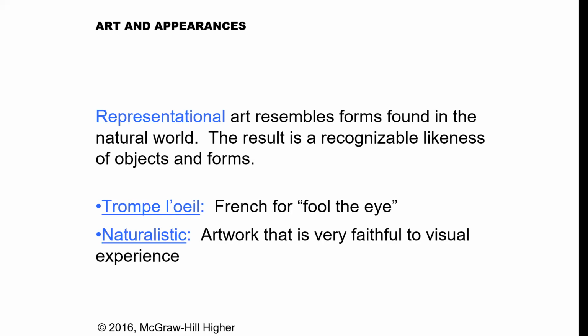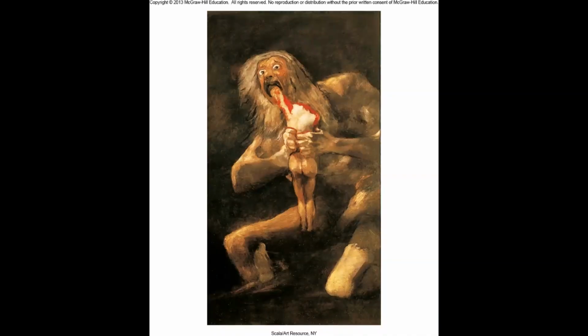So representational art resembles forms found in the natural world, and the result is a recognizable likeness of objects and form, like this. I mean, we can recognize the old man and the body of the child, right? So we do see these forms in the world, but these are assembled or combined in a very disturbing way.